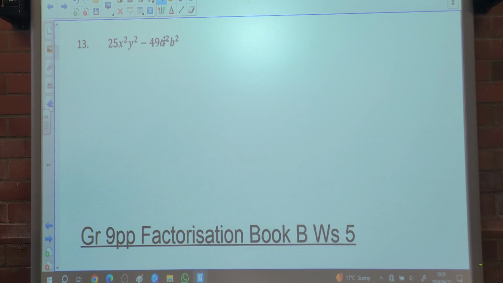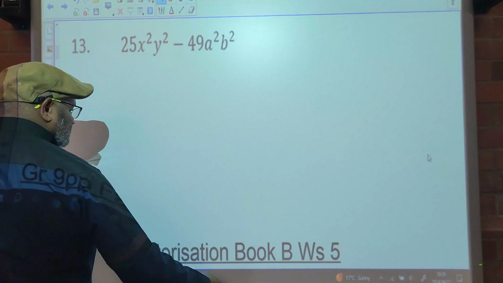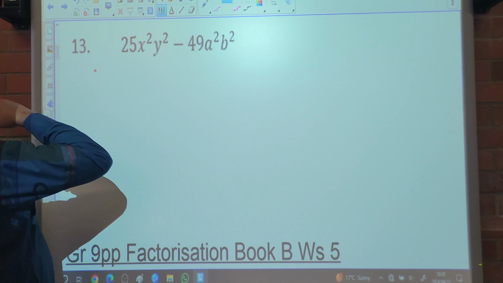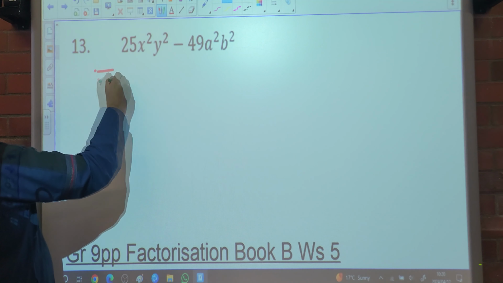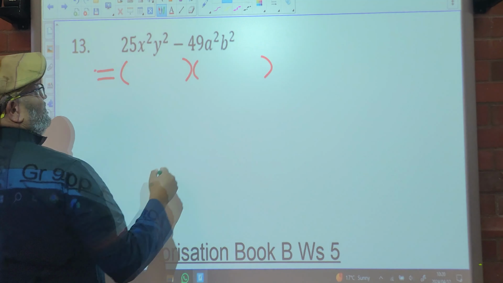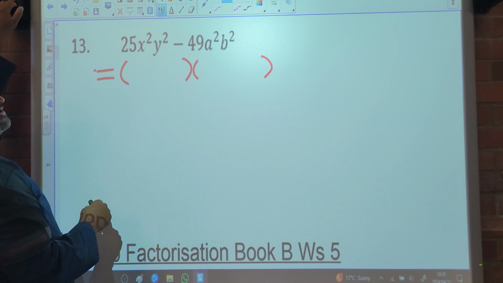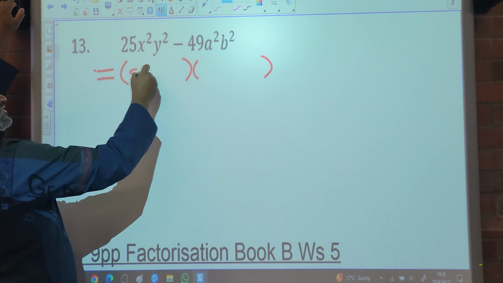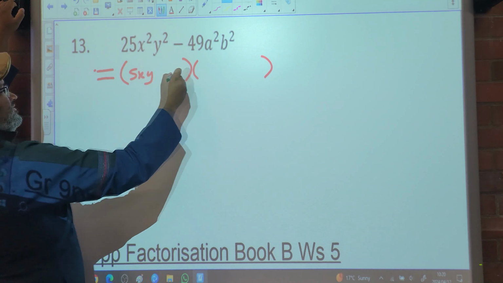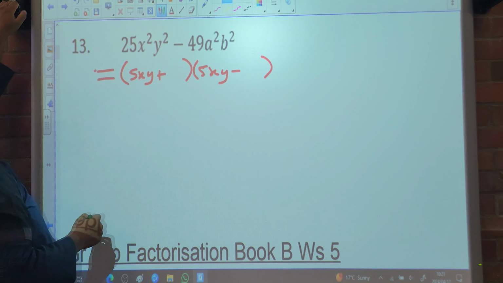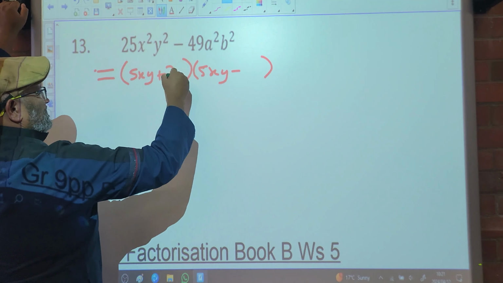Number 13. Both are perfect squares, the negative between them. So what do we get? What's the square root of 25x squared y squared? 5xy. One plus the other? Minus. What's the square root of 49a squared b squared? 7ab.